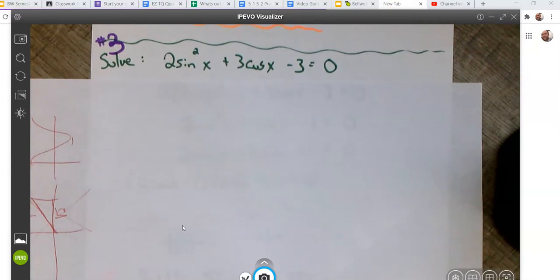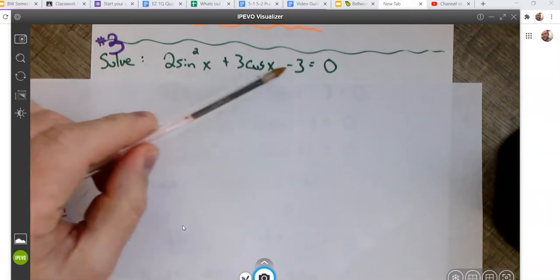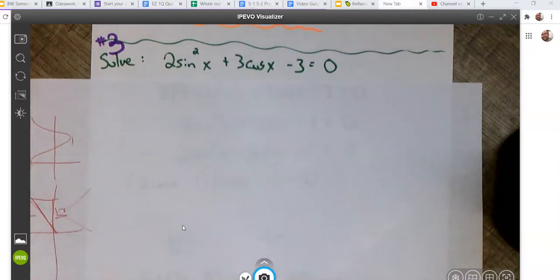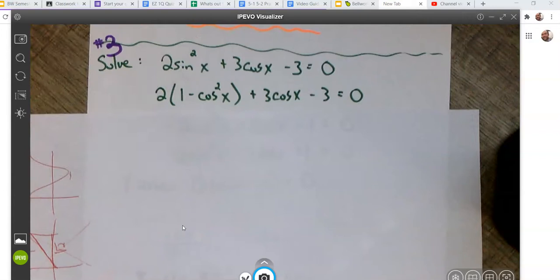Luckily, we have our foldable, or we have a good memory and we know the most popular trig equation there is, which can convert or change sine squared into cosine squared. So we're dealing with all the same thing. We want to be all in sines or all in cosines. In this case, it's easy to change a sine squared into a cosine squared. So let's change them all into cosine.